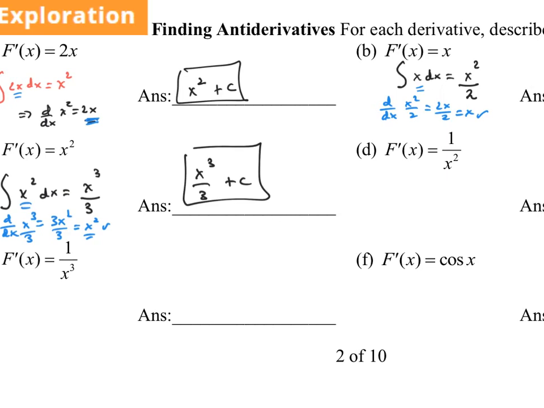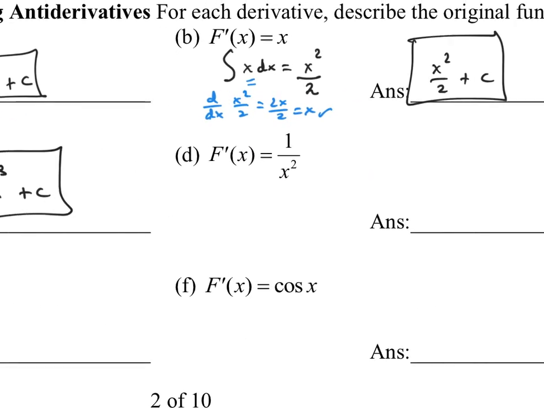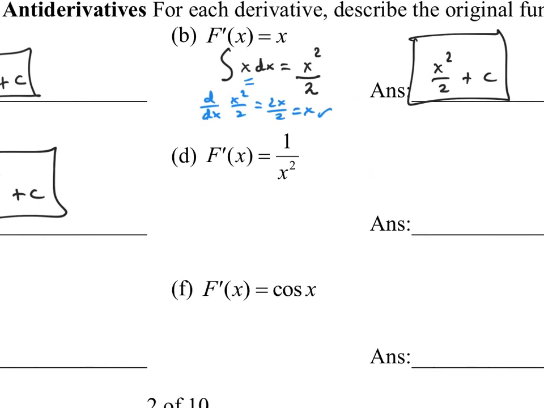Let's keep on going. How about this? F prime of x equals 1 over x squared. What do I take the derivative of to get 1 over x squared? Or if it helps you to see it as, what do I take the derivative of to get x to the negative 2? So what's the antiderivative of x to the negative 2 with respect to x?